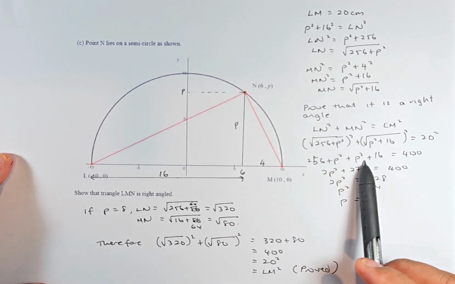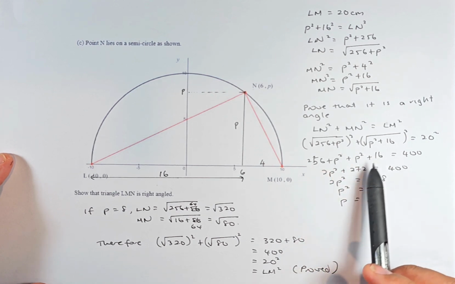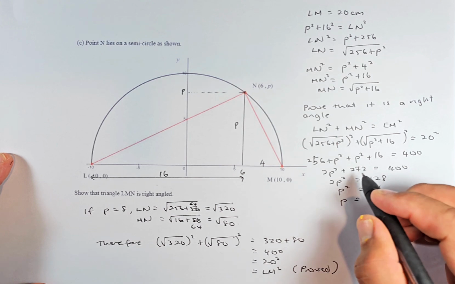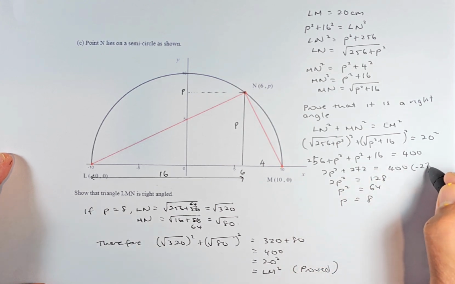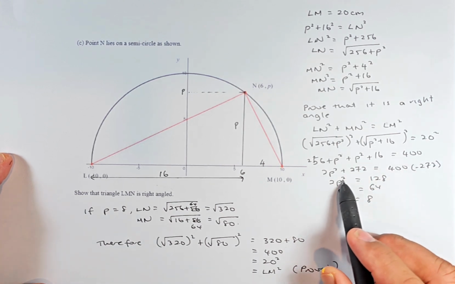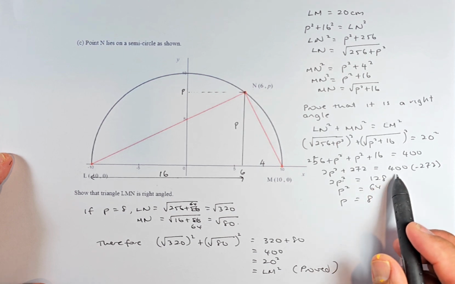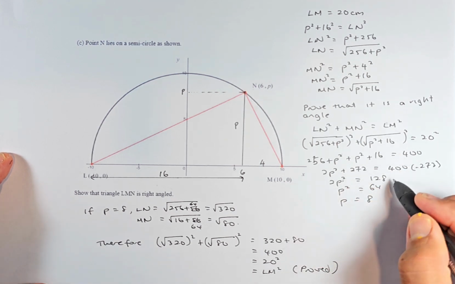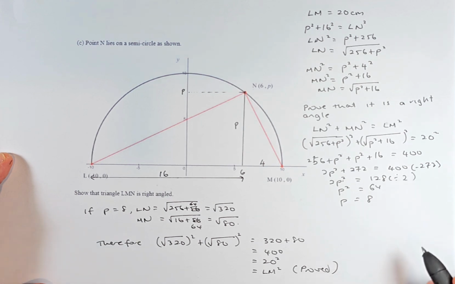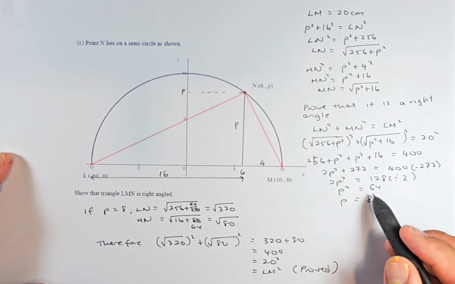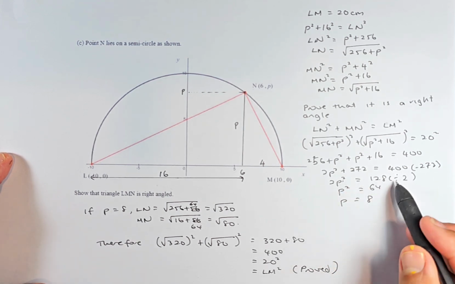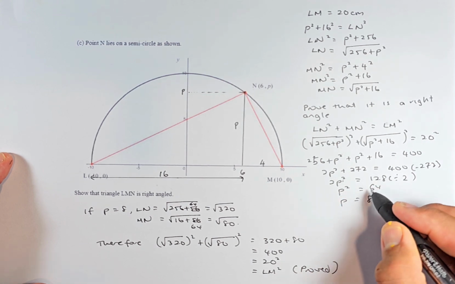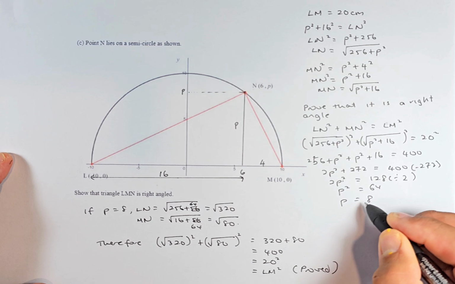So P squared plus P squared is 2P squared. 256 plus 16 is 272, equal to 400. To get rid of 272, you minus 272 on both sides. So 2P squared equals 128, because 400 minus 272 is 128. Then we get rid of the 2 by dividing by 2. So P squared equals 64, because 128 divided by 2 is 64. And P is the square root of 64, which is plus or minus 8.